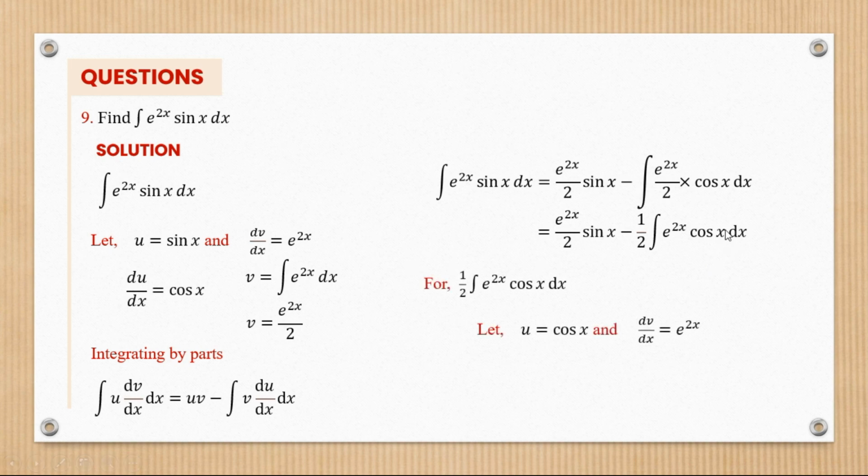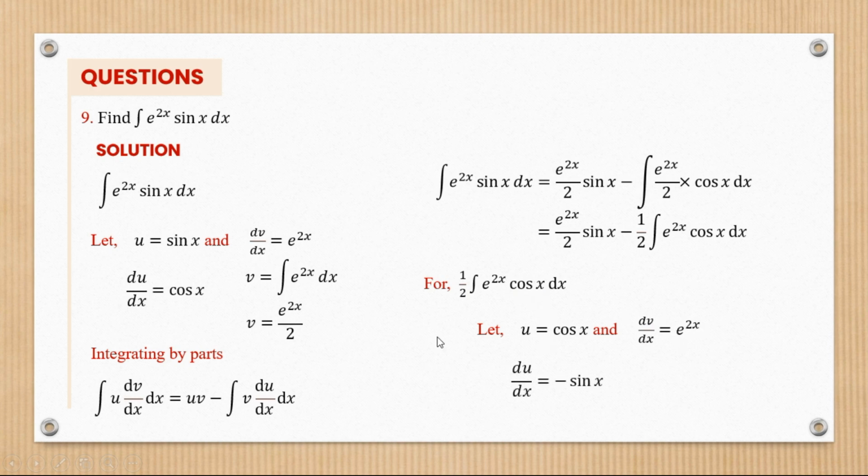So as you can see, this will also require to be integrated by parts. So this requires double integration by parts. So let's consider this section here alone. So let's consider a half into the integral of e2x cos x dx. So I'm going to let u be equal to cos x, and I'm going to let dv dx be equal to e to 2x.